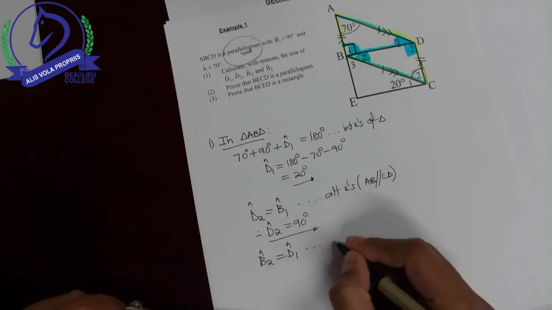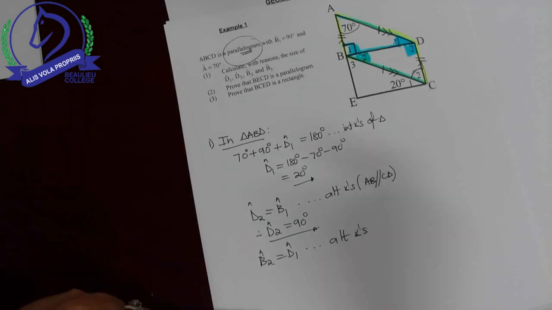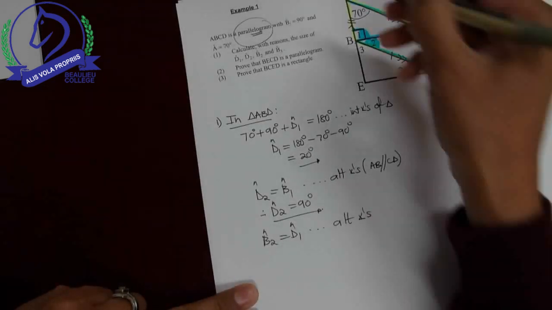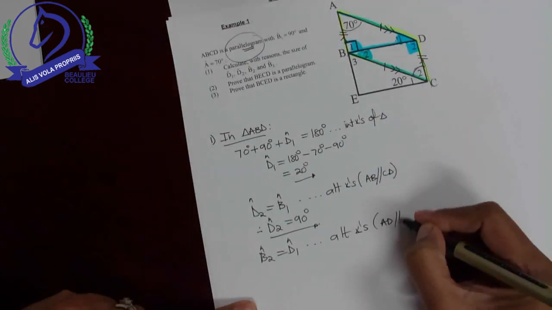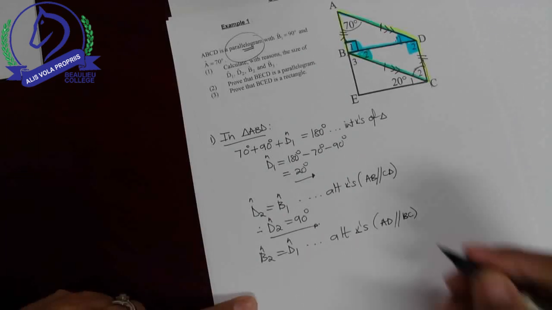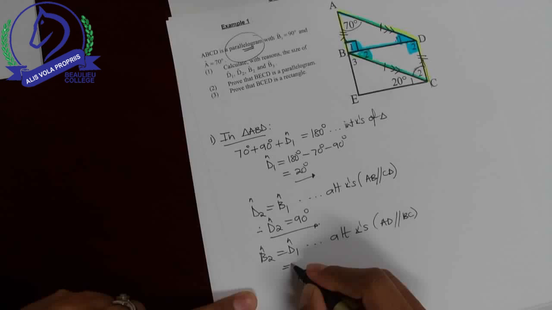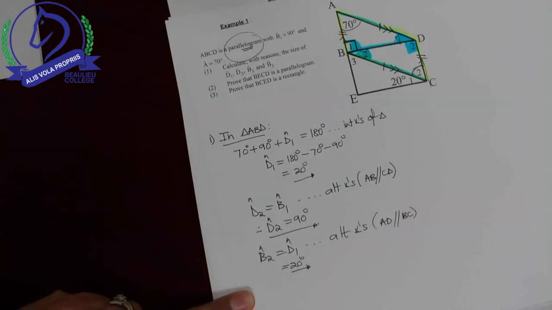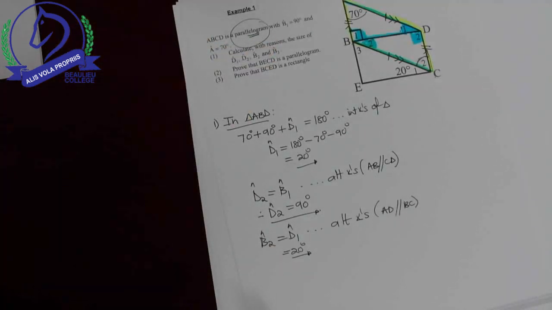What's our reason? Alternate angles. Why? Because AD is parallel to BC. It was given that ABCD is a parallelogram. Okay, so B2 will be 20 degrees. It was worked out there that D1 is 20 degrees. Okay, now moving on to B3.